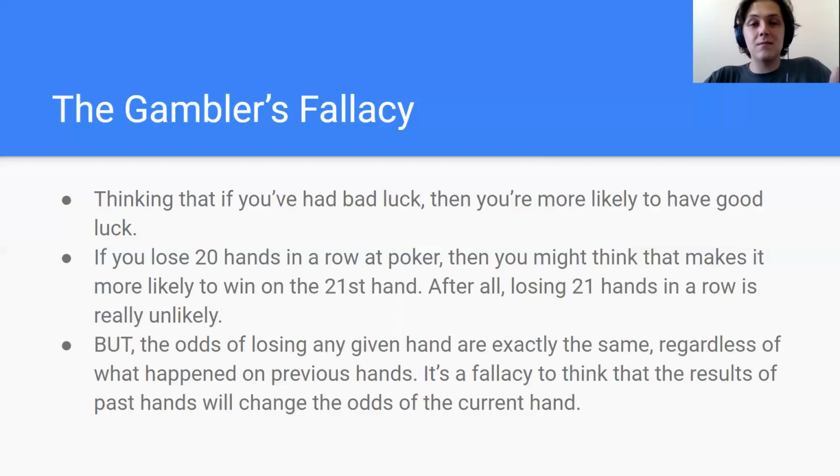Because what happened on previous coin flips does not affect the current coin flip. So it's easy to get in that mindset because it's true that flipping a coin and getting tails 100 times in a row is really unlikely. But so was getting tails 99 times in a row. So once you've gotten tails 99 times in a row, whether you get 99 tails and then a heads or 100 tails, it's 50-50. Could go either way. The 99 tails have no impact on the odds of the 100th coin flip.